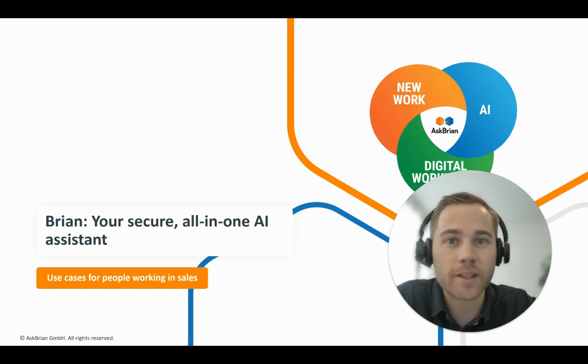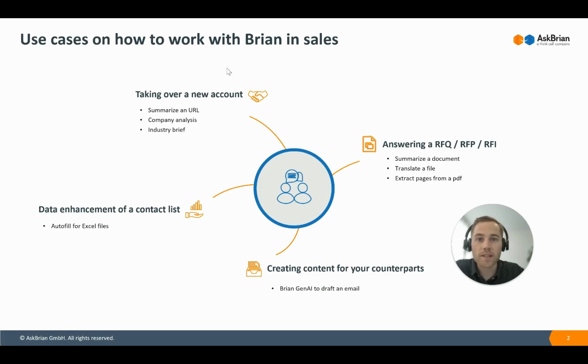I work in business development at Ask Brian, a Thinkcell company, and today I want to show you how to work more productively in sales using our multifunctional AI assistant, Brian. The first use case is when you take over a new account, so you want to learn more about the company, which industry they are in, and be well prepared for the next meeting you have with your counterparts.